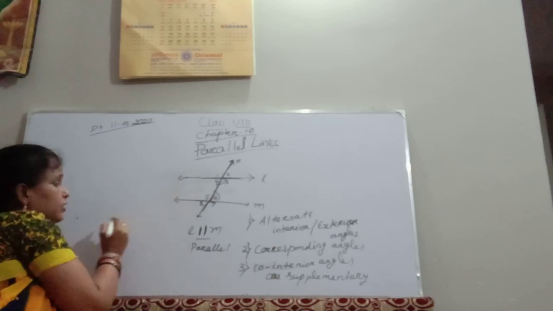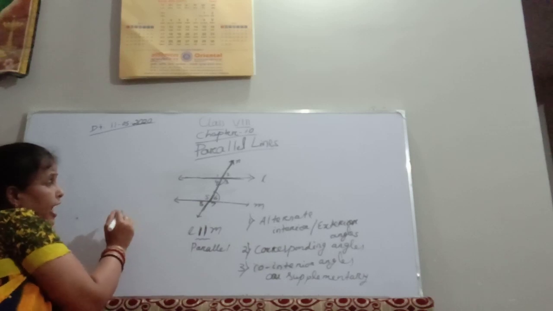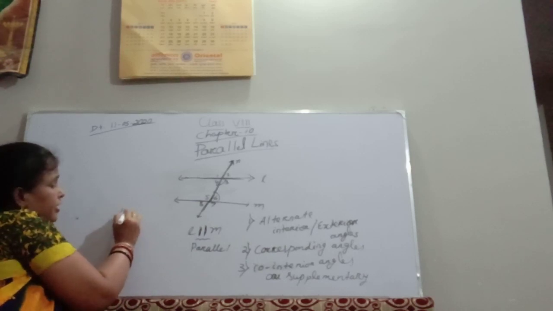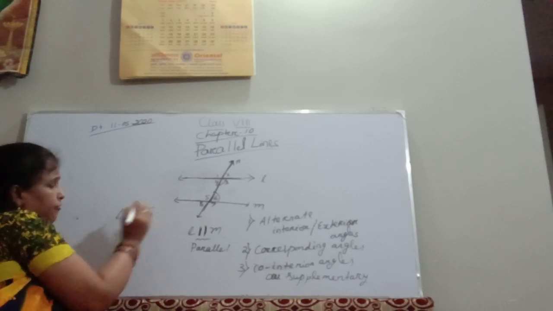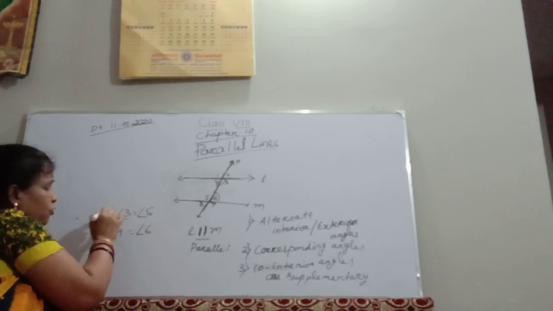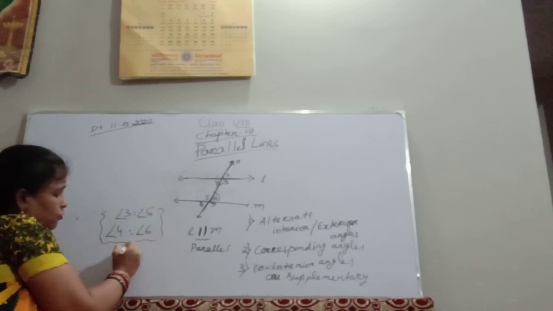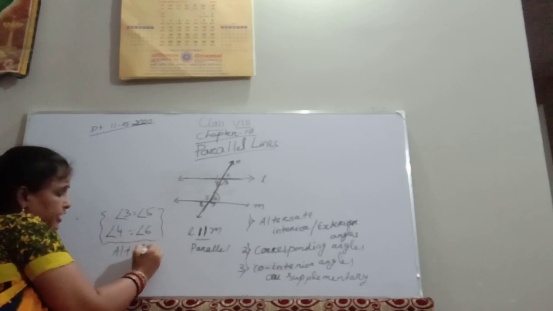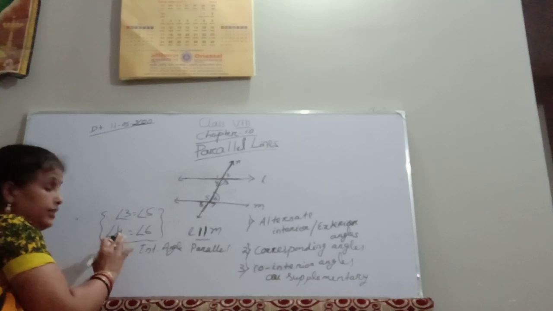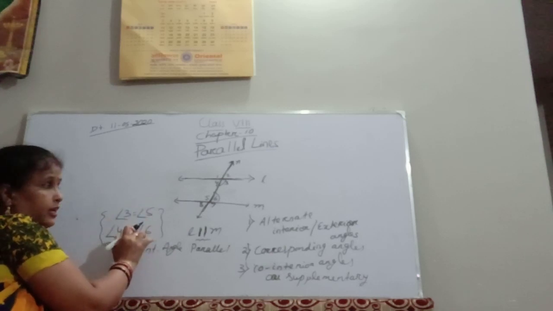So here you can see angle 1 is equal to angle 3, angle 3 is equal to angle 5, and angle 4 is equal to angle 6. These two are alternate interior angles. These two are alternate interior angles. I just write it in a short form so that you can easily understand. These angles are known as alternate interior angles.